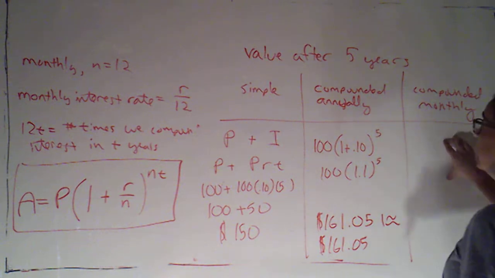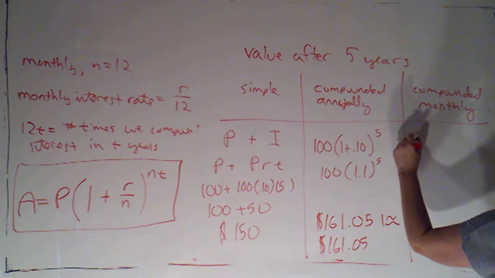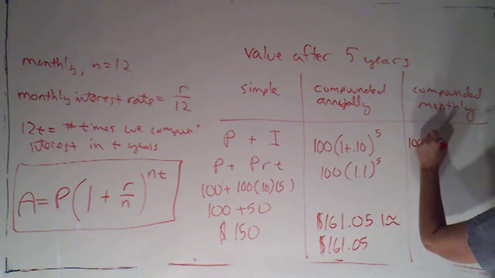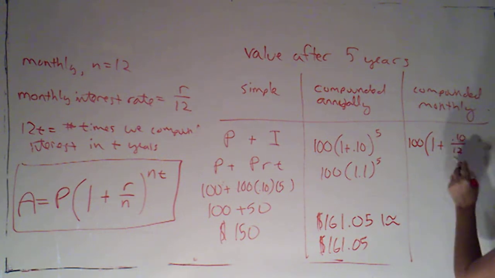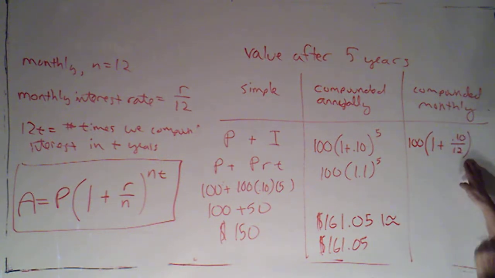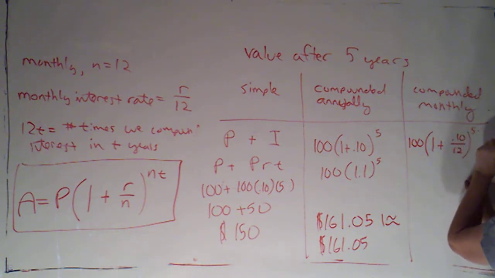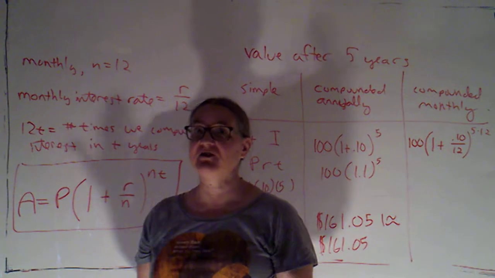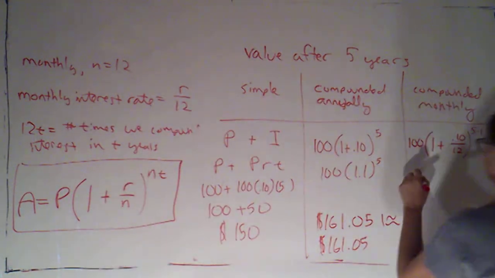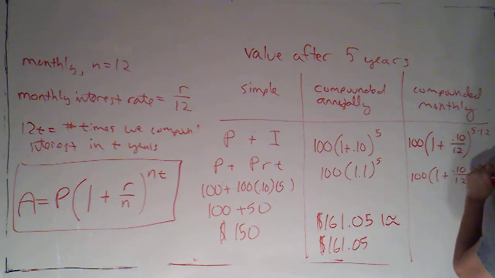Okay, now if we're compounding monthly, let's just write this out. That's going to be 100 times 1 plus, now it's 0.10 over 12 is the monthly interest rate, to the 5 times 12. That's 60. 5 years is 60 months, so we would have calculated this 60 times. So 100 times 1 plus 0.10 over 12 to the 60th.